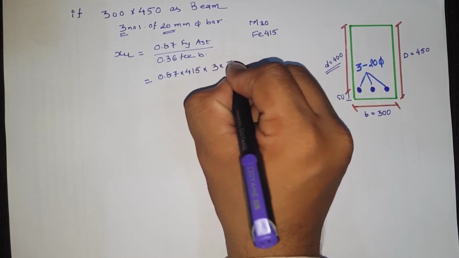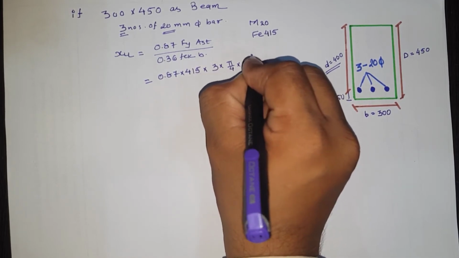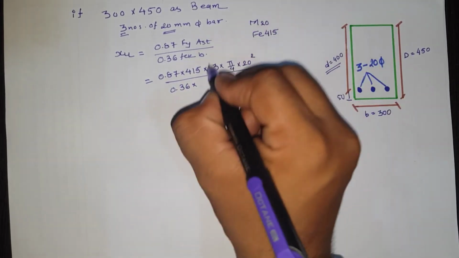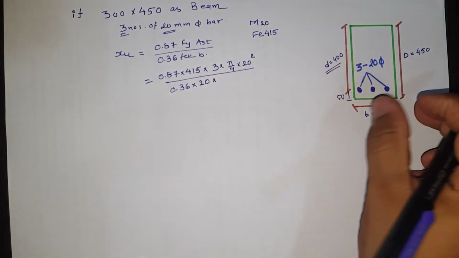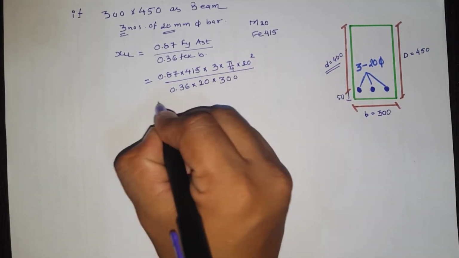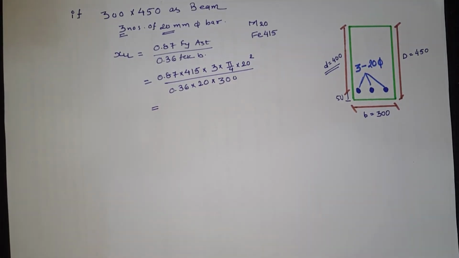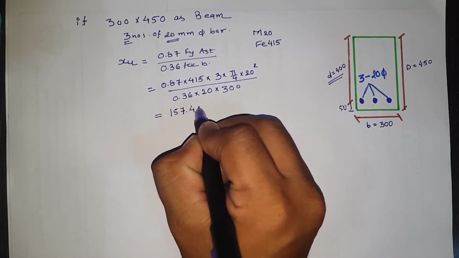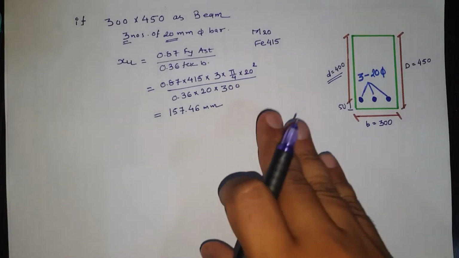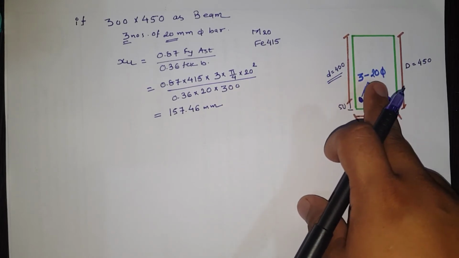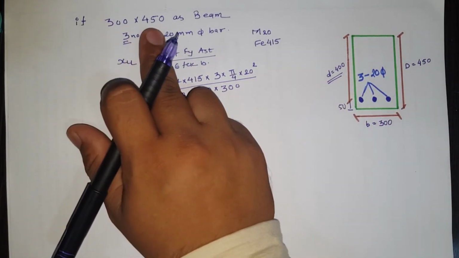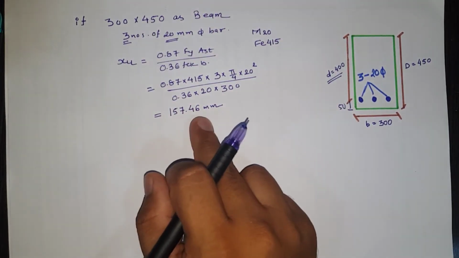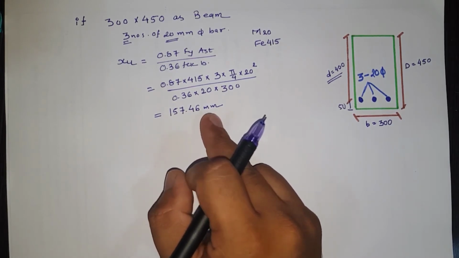That is, 3 times pi by 4 into 20 square, divided by 0.36, fck is 20 Newton per mm square for M20, and small b is 300. Calculating the values, it is equal to 157.46 mm. It means that if three numbers of 20 mm diameter reinforcement are given in a 300 by 450 cross sectional beam, then the neutral axis is at 157.46 mm.